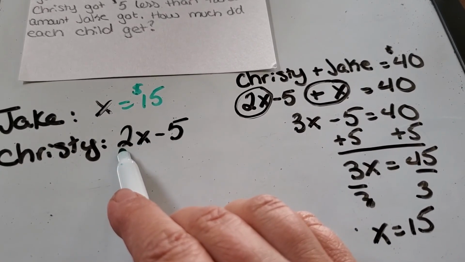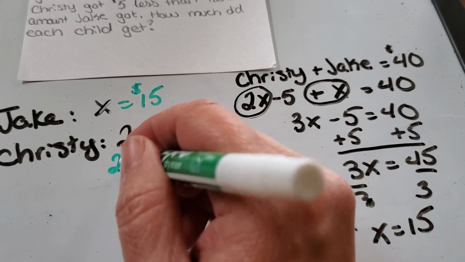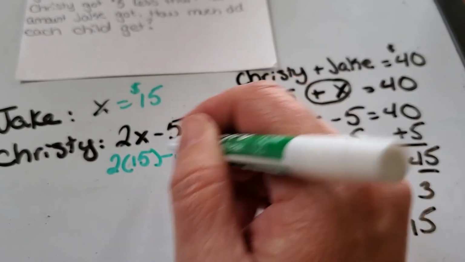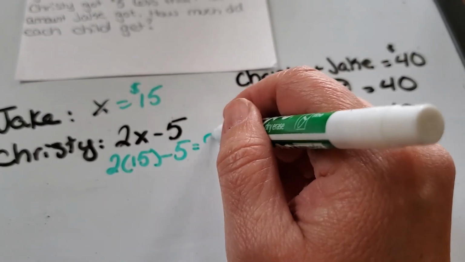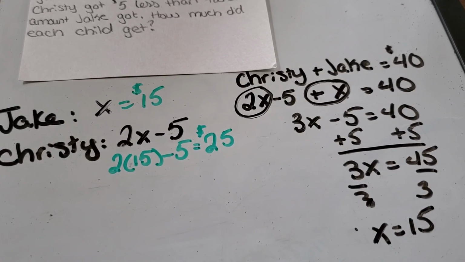Christy's was 5 less than twice that amount. So we can just plug 15 in for x and do 2 times 15 minus 5. 2 times 15 is 30. 30 minus 5 is $25. That means Christy must have got $25.